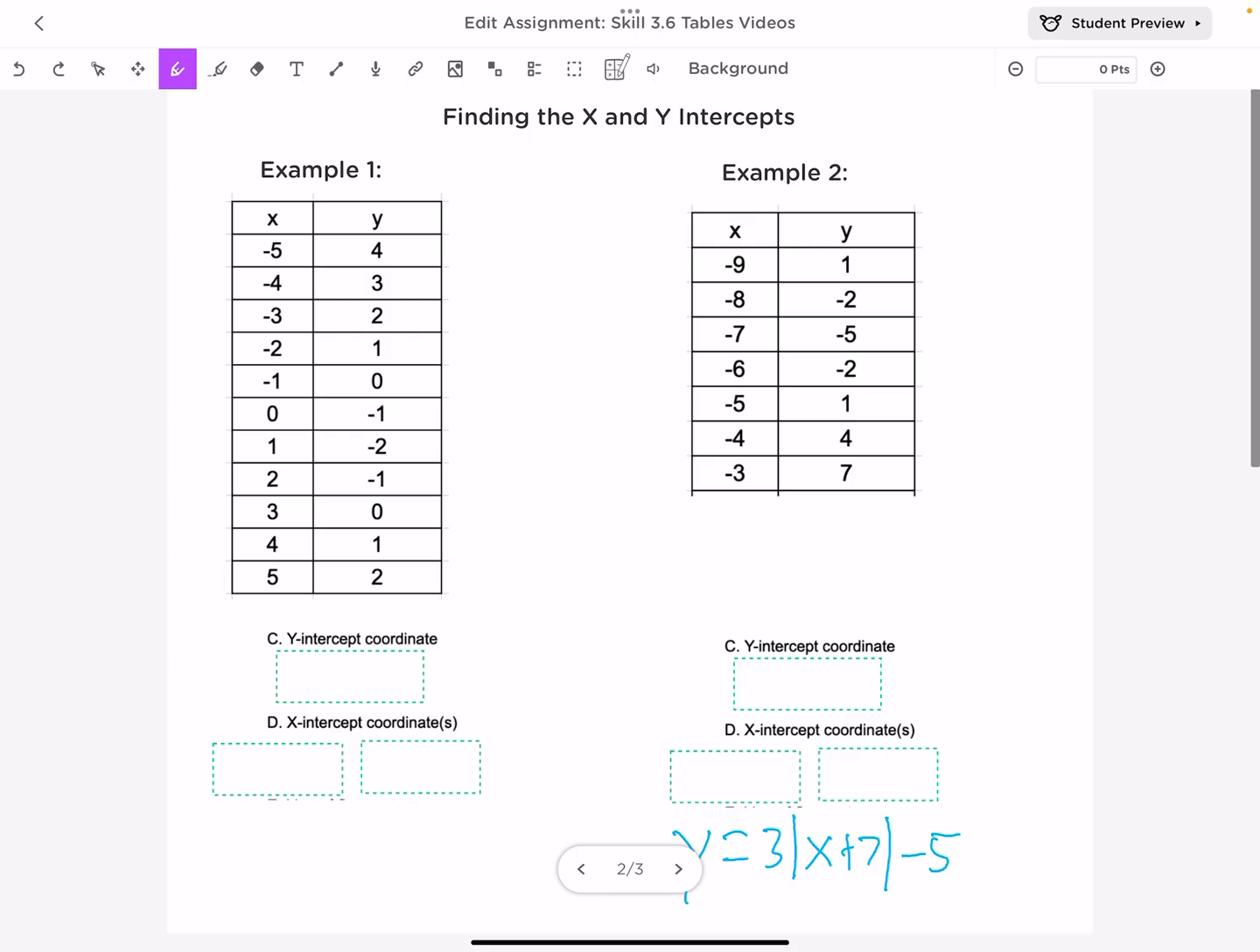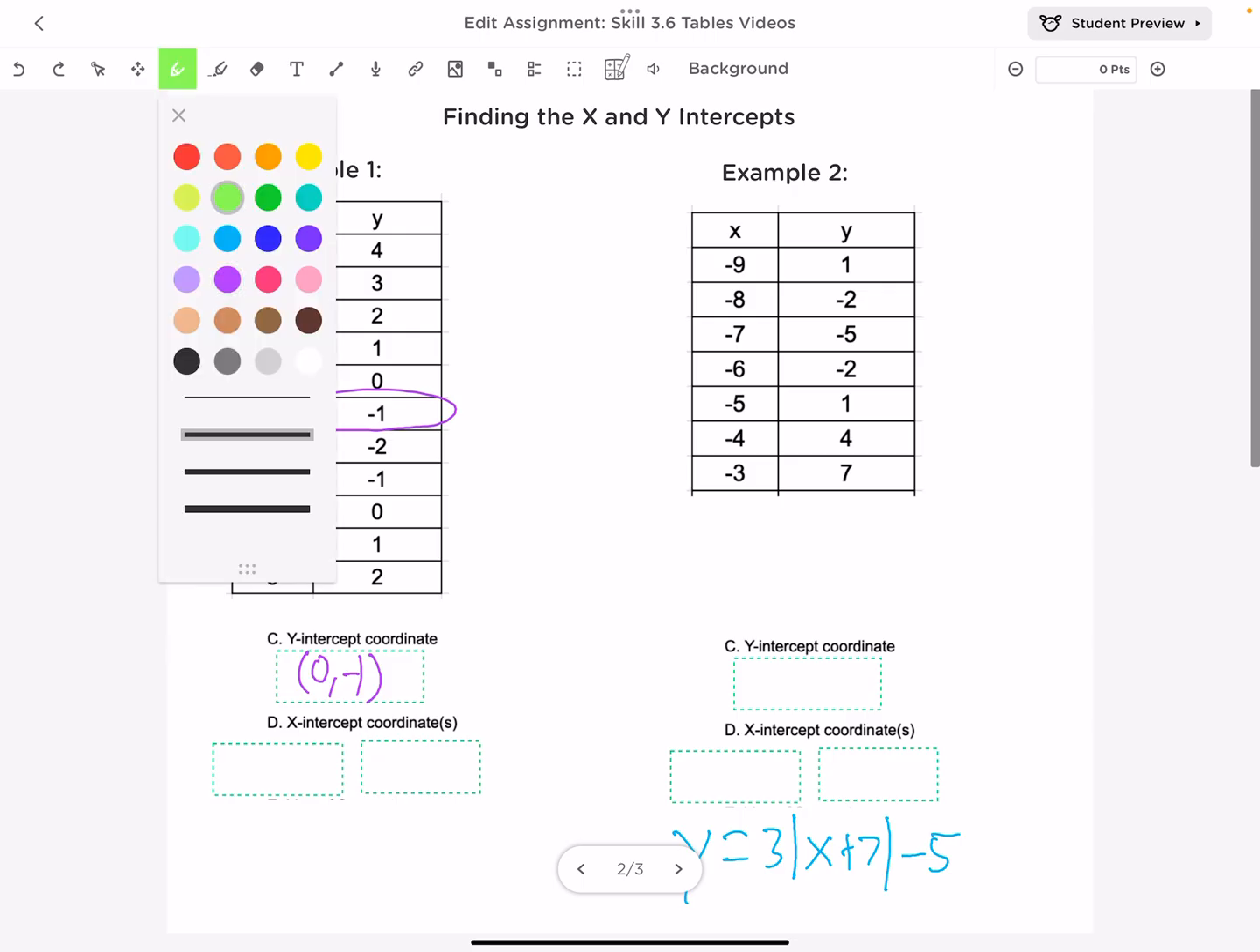So for the y-intercept, remember y-intercept is always going to be 0 comma some value. So we just look at the table and see, okay, when x is 0, what's my y value? In this case, it's -1, and then I'm done. I don't need to do anything else. I don't need to do any calculations. I'm told right there. All right, let's switch to maybe this lime green.